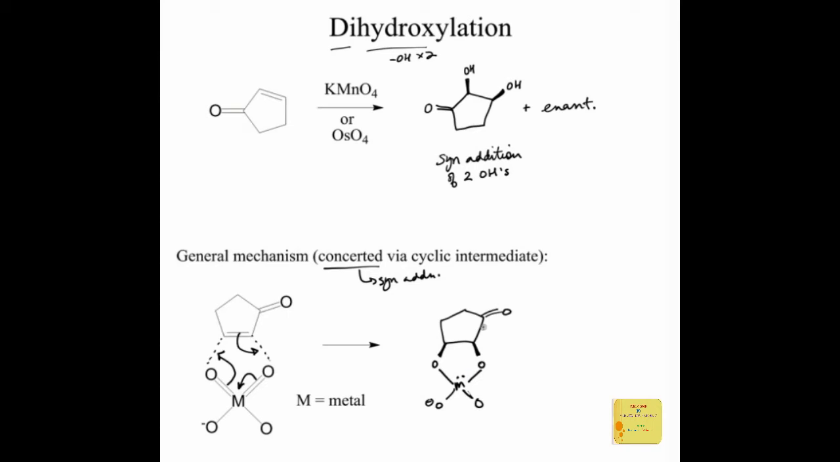How does this get to this? How do we end up with the 2 hydroxyl groups? Well, again, we do some kind of workup. We cleave off the metal and we free those oxygens to be OHs. But again, this carbon-oxygen bond is now set, and the stereochemistry is fixed.